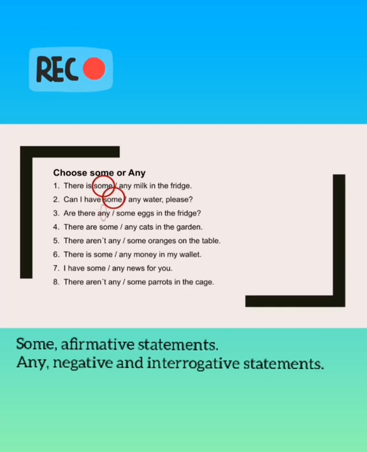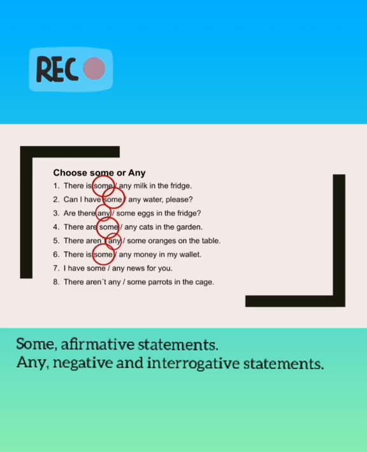Yes, very good. Any. Number 4. There are some or any cats in the garden. Positive sentence. Yes, excellent. Some. Number 5. There aren't any or some oranges on the table. Aren't, negative. So, which is the correct one? Yes, any. Excellent. 6. There is some or any money in my wallet. Positive sentence. Yes, there is some money in my wallet.